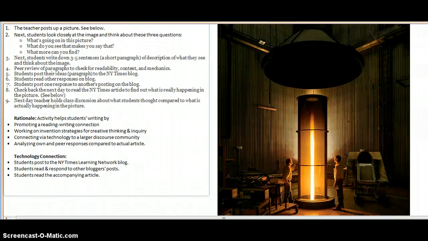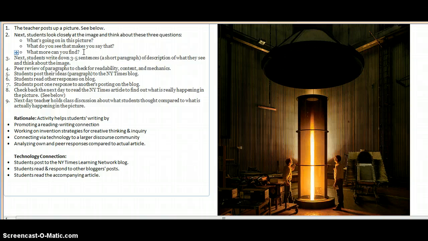And so what the teacher would do would then be to show this image for a series of minutes, and then ask the students to look very closely at the image and think about these three questions. First, what's going on in this picture? What makes you say that? What more can you find?